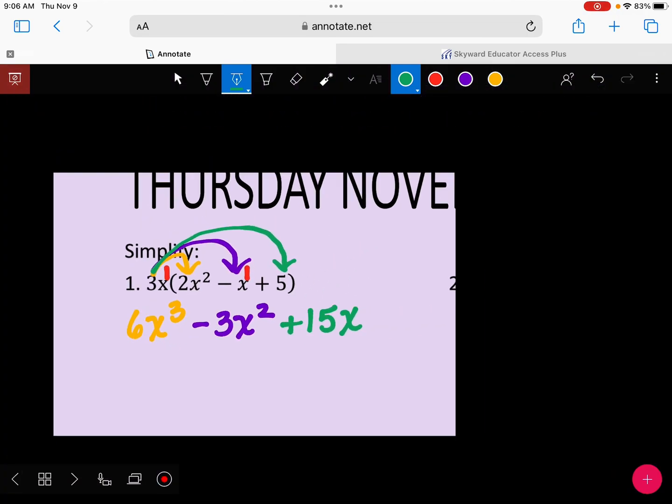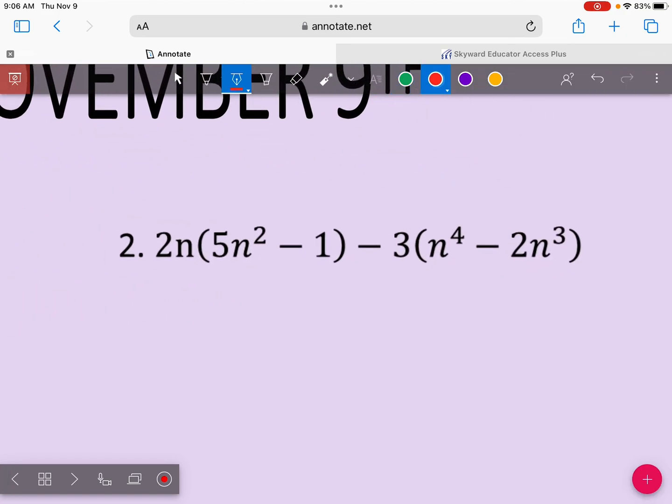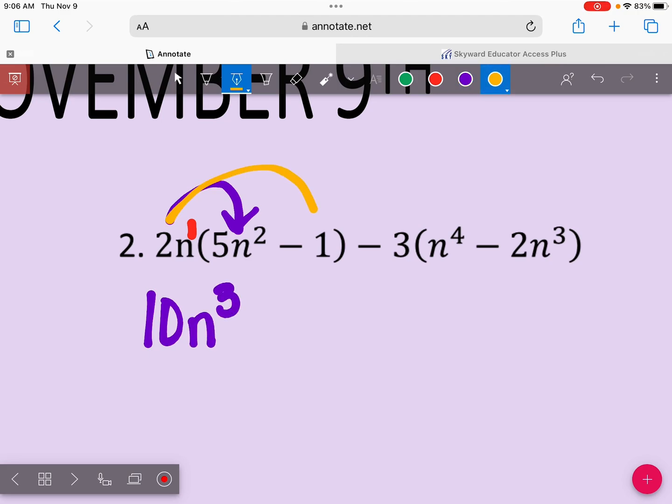All right, so for our second question, we have to distribute twice. Or 2 different terms, I should say. So for our first one, remember this has a 1. So I'm multiplying 2n times 5n squared. So 2 times 5 is 10. And then how many n's will I have? 3. Bring down your minus sign. 2n times 1 is 2n.